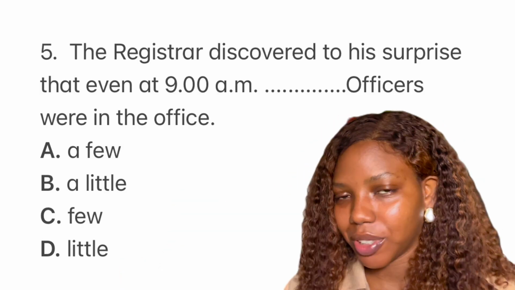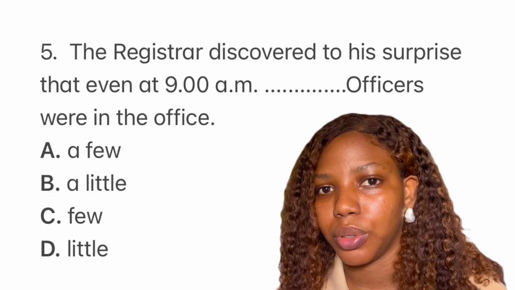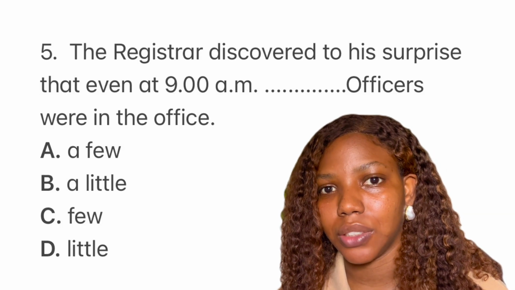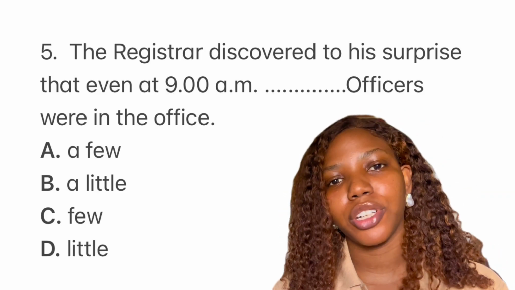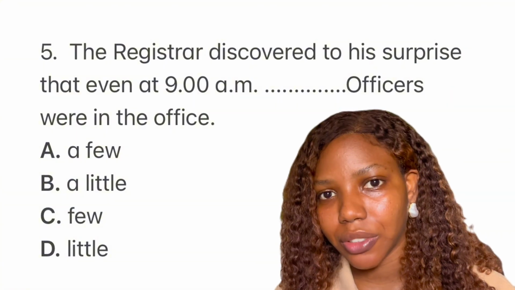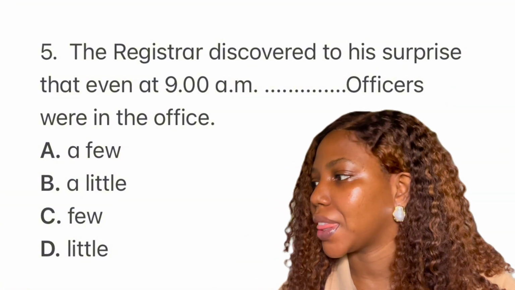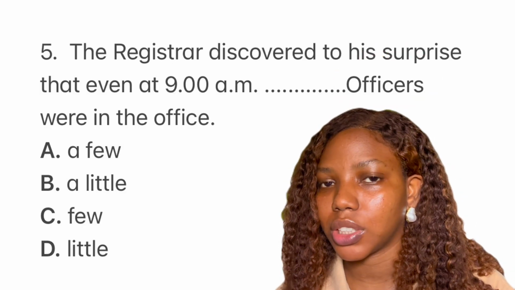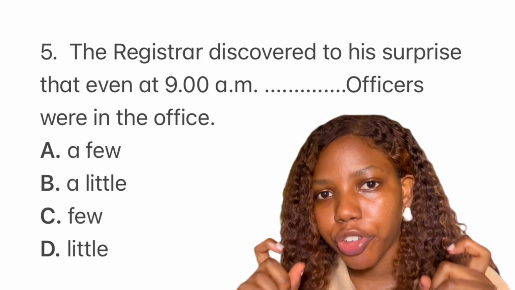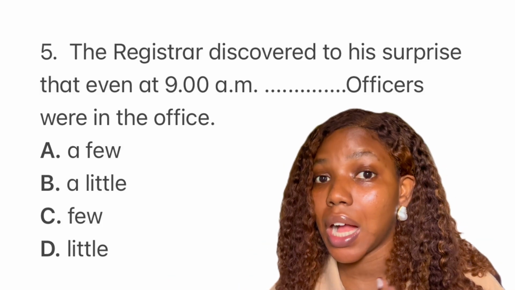Now, these options are all quantifiers, and you know what quantifiers do, right? They function as adjectives. They tell you more about a noun or modify a noun. Good. Now, the first thing you're going to do is identify the noun that we want to quantify, okay? And that is officers, okay? Officers. Now, the next question you're going to ask yourself is, is officer a countable or an uncountable noun? Officer is a countable noun.